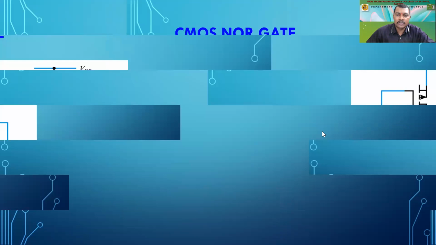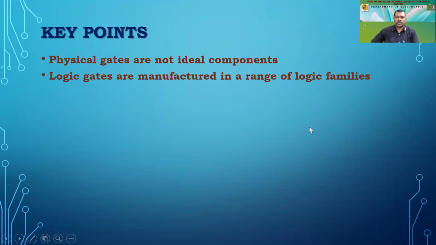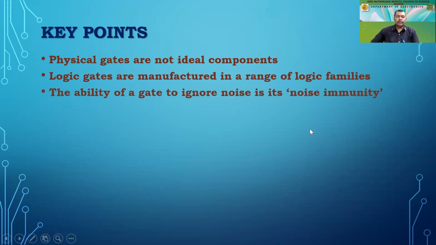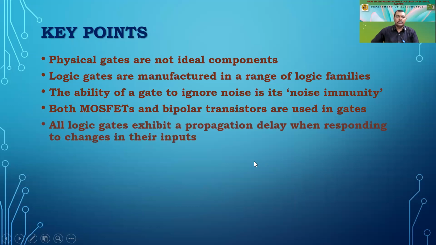I guess we are not having a theory exam this time, but still: physical gates are not ideal components. Logic gates are manufactured in a range of logic families. The ability of a gate to ignore noise is its noise immunity. Both MOSFETs and bipolar transistors are used in gates. All logic gates exhibit a propagation delay when responding to changes in their inputs.